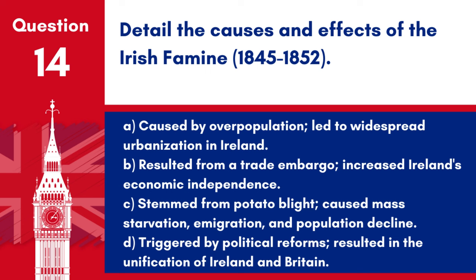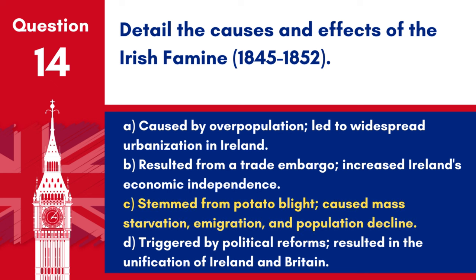Question 14. Detail the causes and effects of the Irish Famine, 1845-1852. A. Caused by overpopulation, led to widespread urbanization in Ireland. B. Resulted from a trade embargo, increased Ireland's economic independence. C. Stemmed from potato blight, caused mass starvation, emigration, and population decline. D. Triggered by political reforms, resulted in the unification of Ireland and Britain.